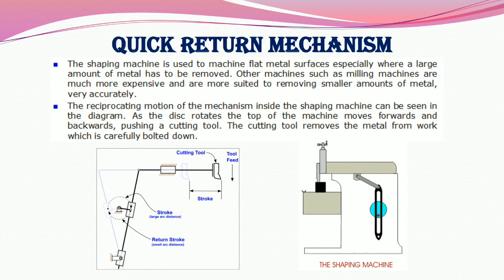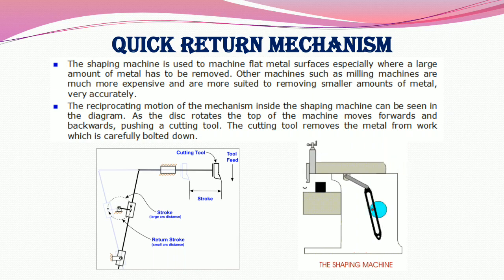Quick return mechanism. The shaping machine is used to machine flat metal surfaces, especially where a large amount of metal has to be removed. Other machines, such as milling machines, are much more expensive and are more suited to removing smaller amounts of metal very accurately. The reciprocating motion of the mechanism inside the shaping machine can be seen in the diagram. As the disc rotates, the top of the machine moves forward and backwards, pushing a cutting tool. The cutting tool removes the metal from the work, which is carefully bolted down.